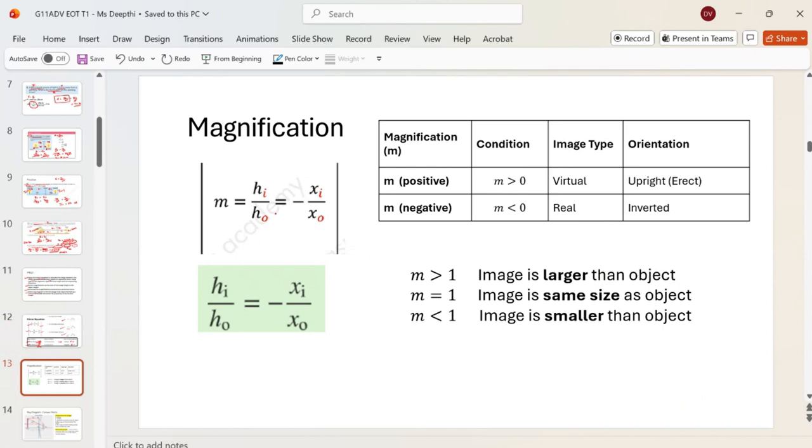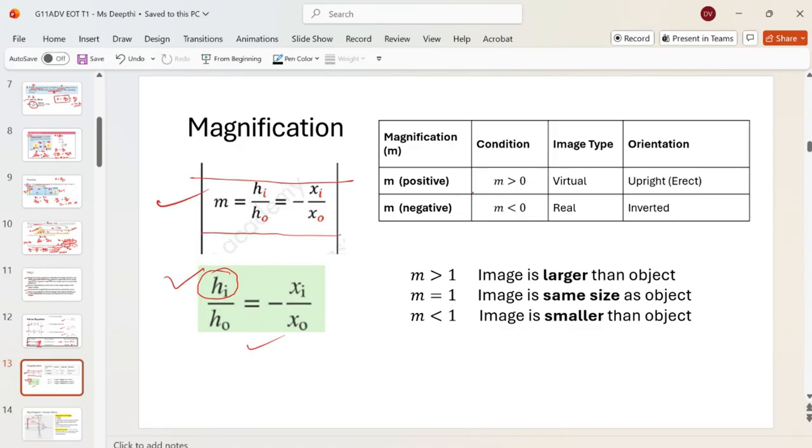Now, there are some more things that you need to know about magnification. There are 2 formulas: height of the image by height of the object, or minus of xi by xo, distance of image by distance of object. This will be in the equation sheet, but most probably you will use this formula to find the unknown. If you want to find the height of the image, just plug in, as the 3 givens will be there, and find the unknown. Okay, you can use this formula in the box here.